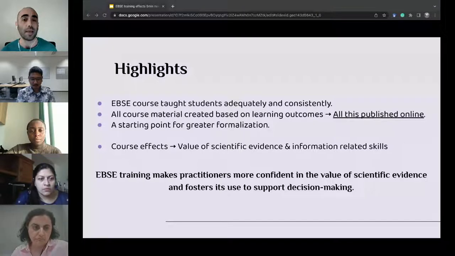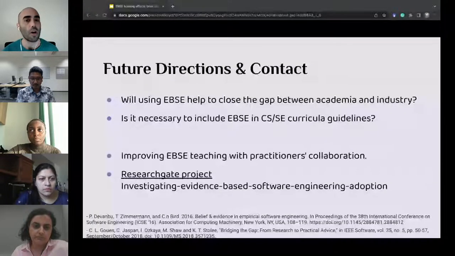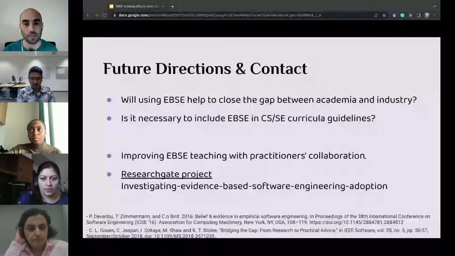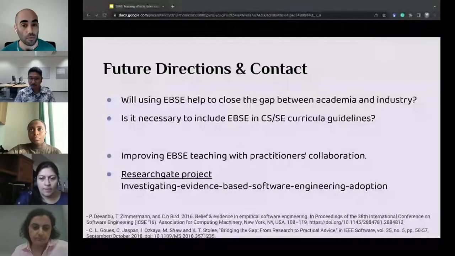We can say that EBSE training makes practitioners more confident in the value of scientific evidence and fosters its use to support decision making. We don't know if using EBSE will close the gap between academia and industry, but our research supports the proposal to use EBSE to bring practitioners closer to scientific evidence. And we think that this is a good starting point. As in other fields, training appears to play a key role in the adoption of EBSE.